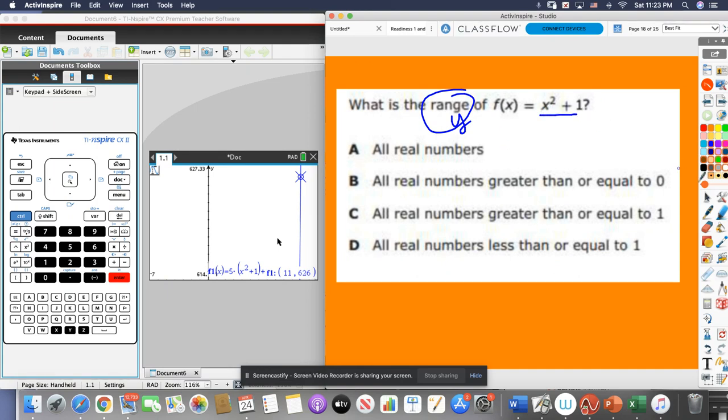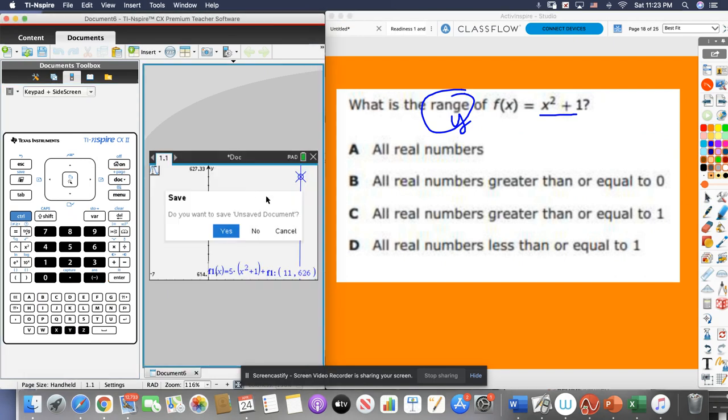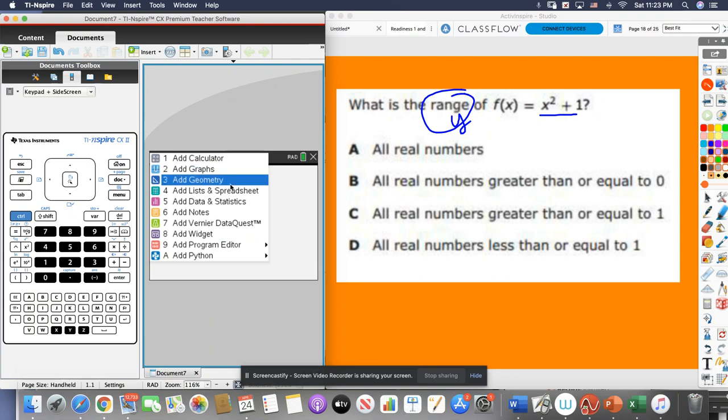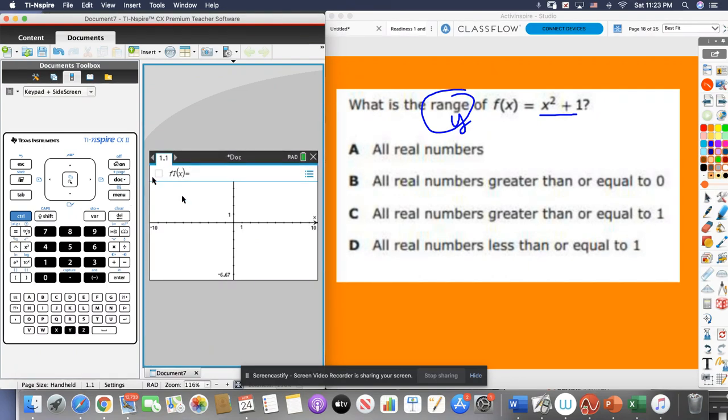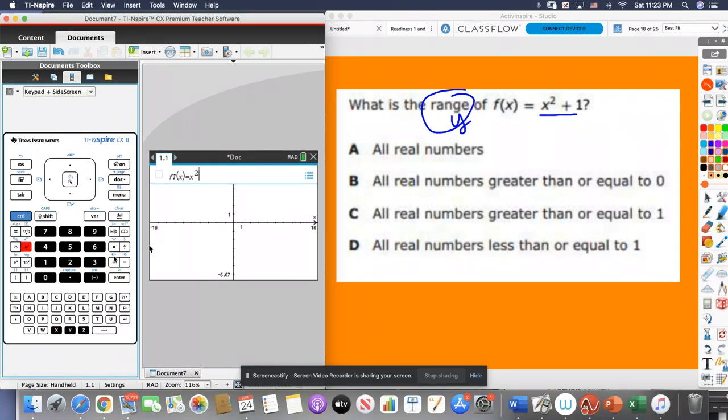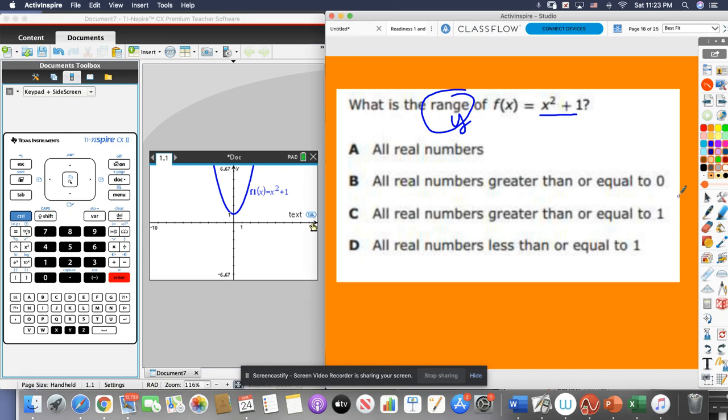I'm given a function, so I'm going to take it to my calculator. Now, I'm going to tell you, anything we type in the calculator, if they give us a function like this, there's no restrictions on it. And I'm going to tell you the domain. Anytime they give me a function like this, if they ask me for the domain, it's all real numbers.